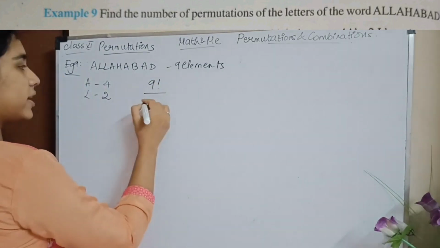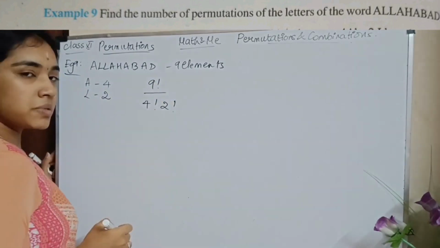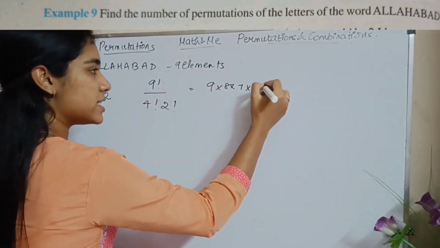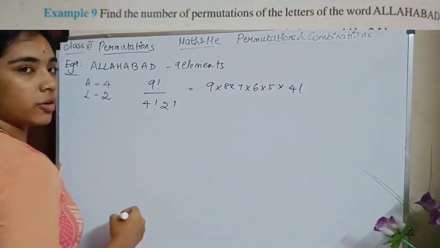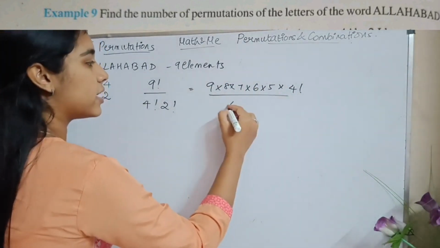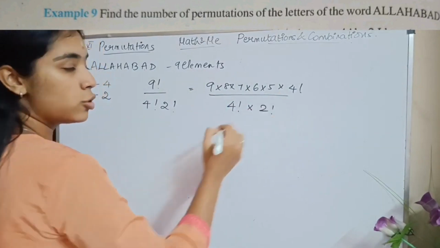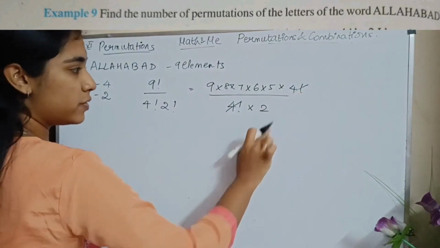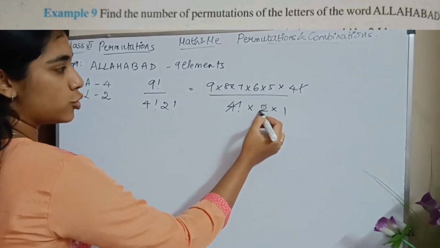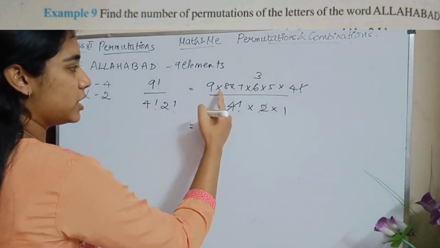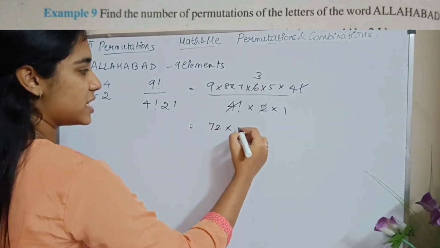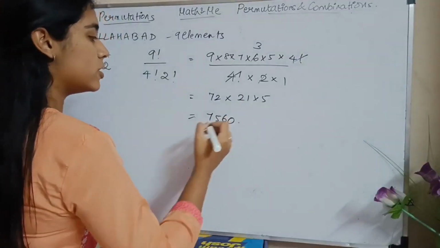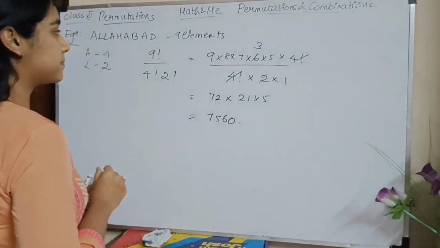9 factorial divided by 4 factorial times 2 factorial. So what will be your answer? 9 into 8 into 7, 6, 5 times, I stop with 4 factorial. And 4 factorial divided by 4 factorial times 2 factorial. 2 factorial is nothing but 2 into 1. Okay, so 4 cancels, right? 2 factorial I am writing as 2 into 1. So 2 3s are 6. So what will I be left with? 9 8s are 72 times 7 3s are 21 times 5, 7 5s are 35, 3 5s are 15, 2 and 1 is 7560. So many possibilities you have. Okay.